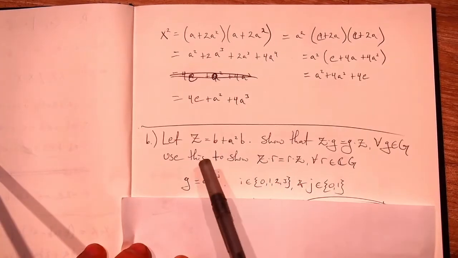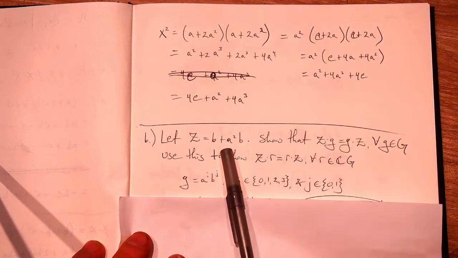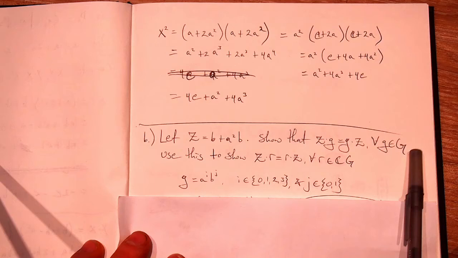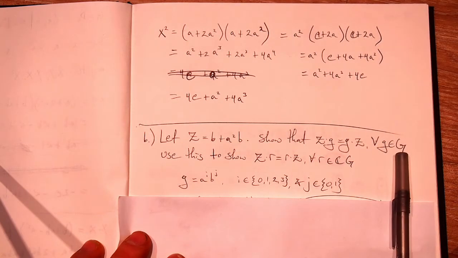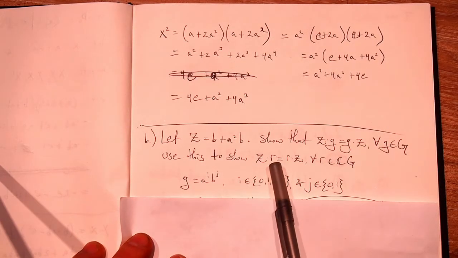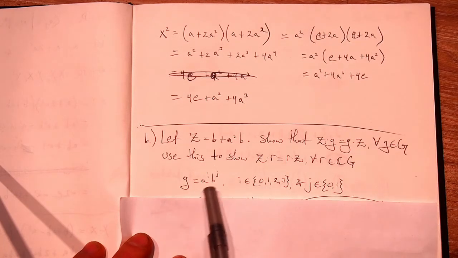So for this guy, I have an element of my group algebra Z, and it's equal to B plus A squared B. Show that it commutes with all group elements in our group G. This is part B from the same question. So G is still D8. We're still working with C D8. And then once we have that, use that to show that Z commutes with all elements R, where R is in our group algebra.